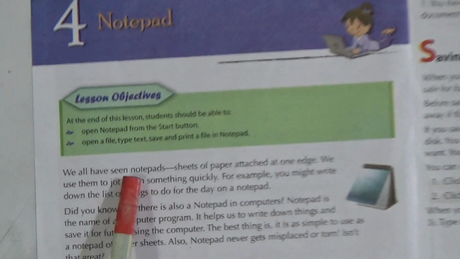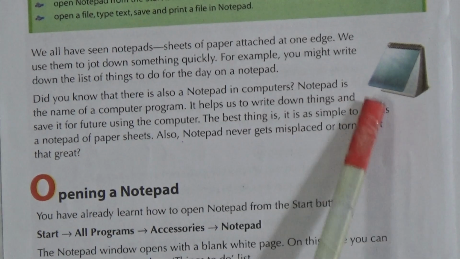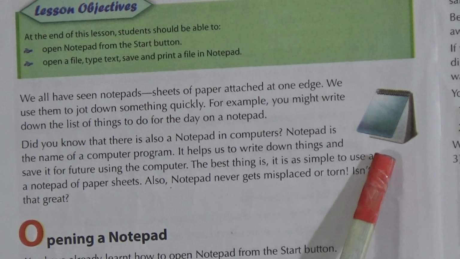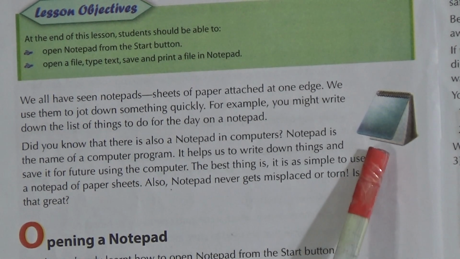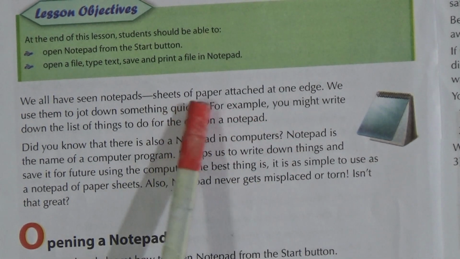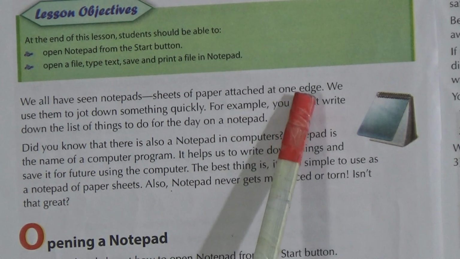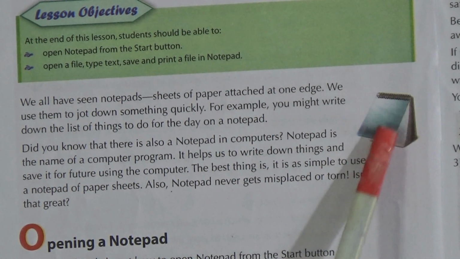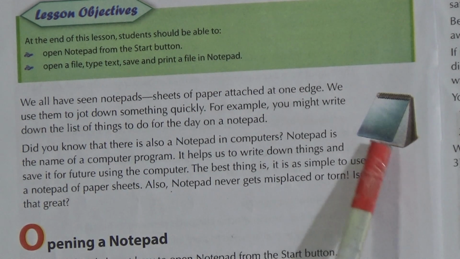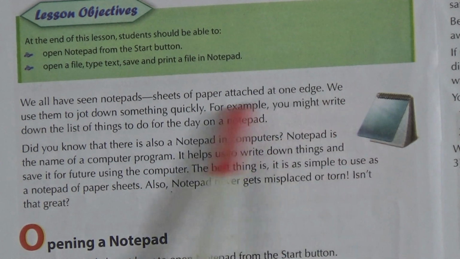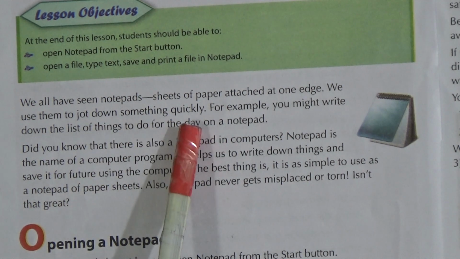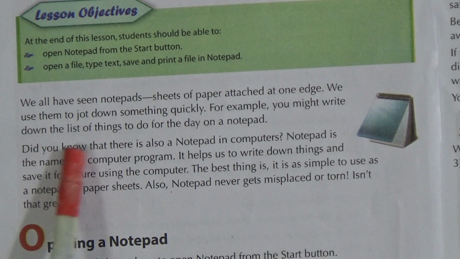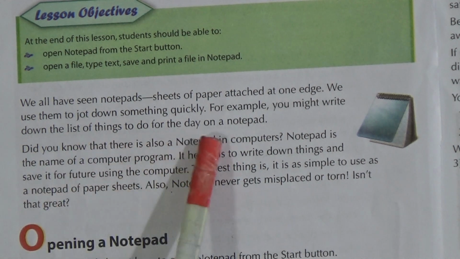We all have seen notepads. You can see here in the picture, this is the icon of a notepad in a computer. It looks like a notepad in real life. Sheets of paper attached at one edge. As you can see, sheets of paper attached at one edge. This is called a notepad. We use them to jot down something quickly. For example, you might write down the list of things to do for the day on a notepad.